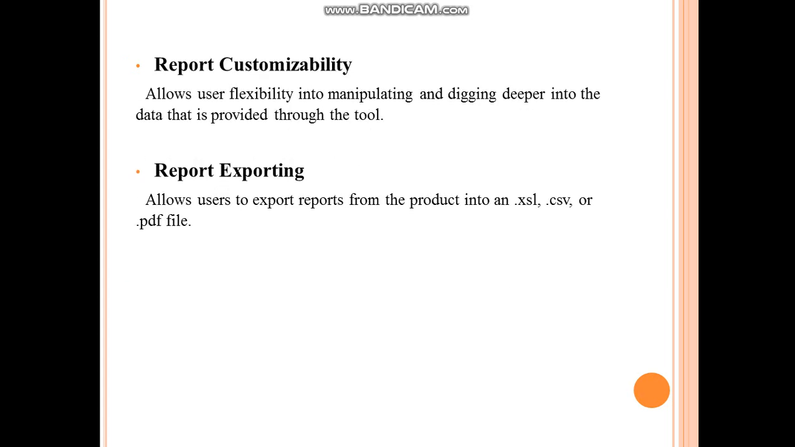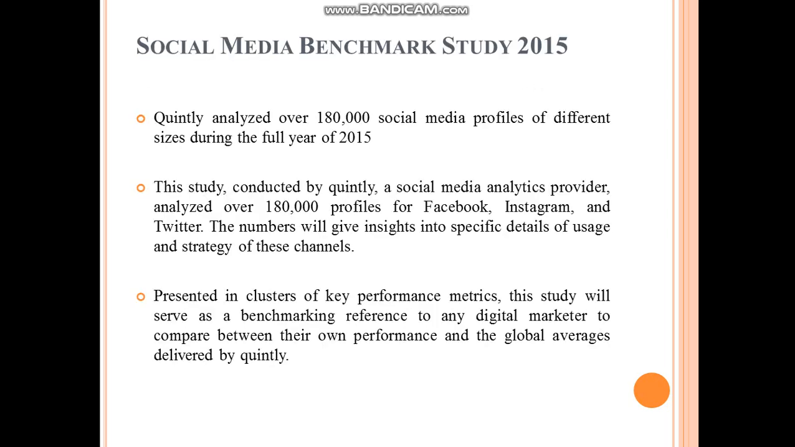Report customizability allows users flexibility in manipulating and digging deeper into the data that is provided through the tool. So whatever results are generated, you can use those reports for your decision purposes. Report exporting allows users to export the report into various formats such as CSV, PDF, etc.